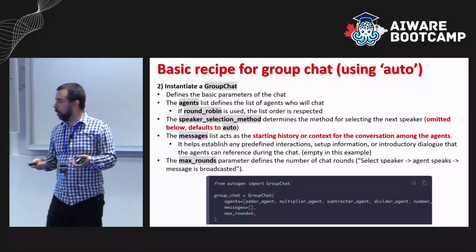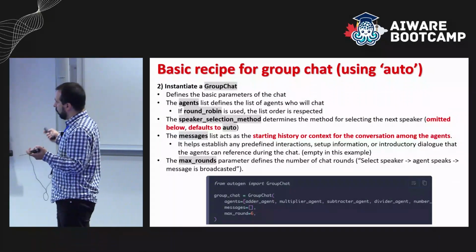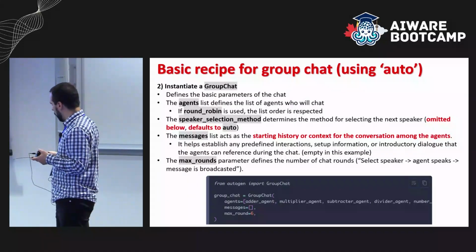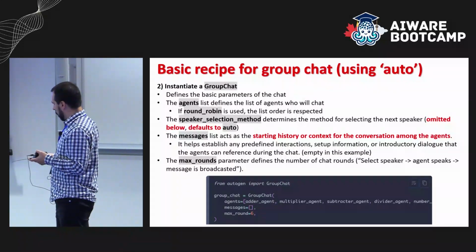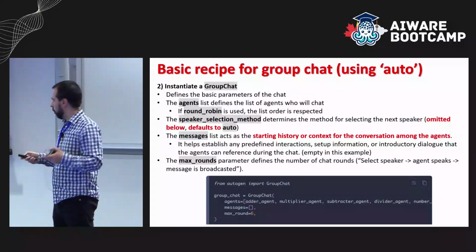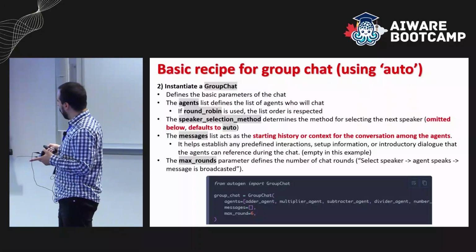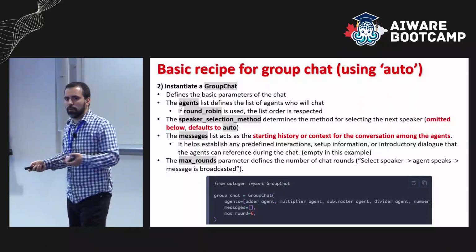Then you instantiate a group chat. This defines the basic parameters of this chat, of what's going to happen, right? So a group chat here is saying, these are my agents. These are the agents that are going to be talking to each other. Messages here is the starting history or context for this conversation.